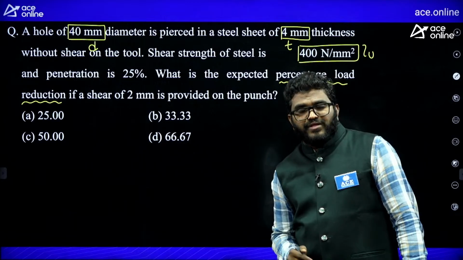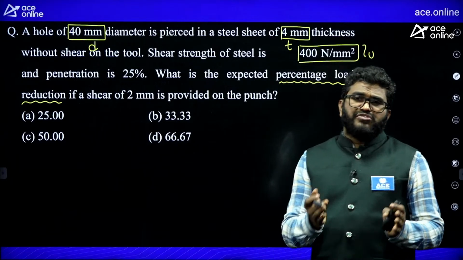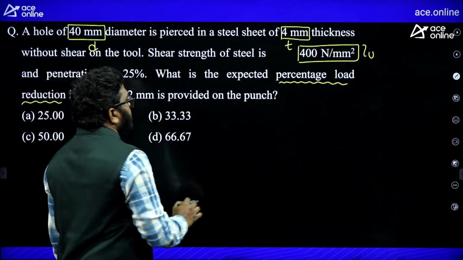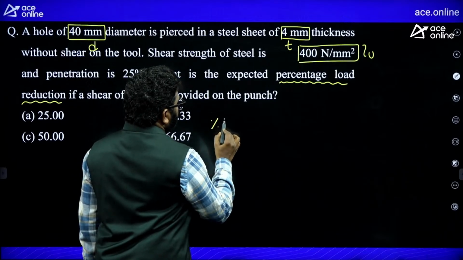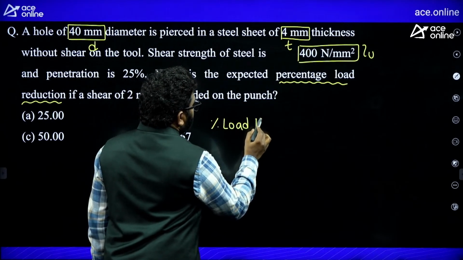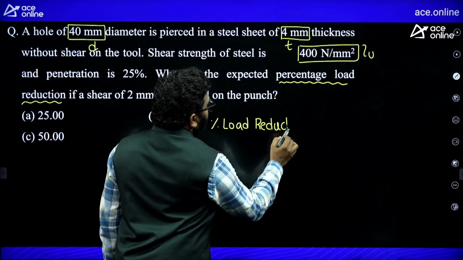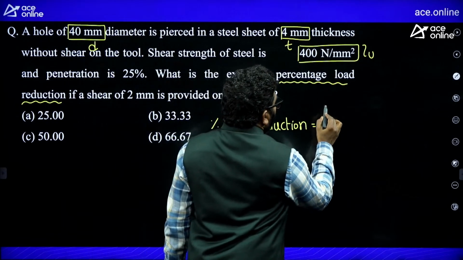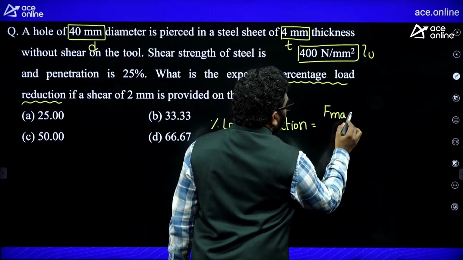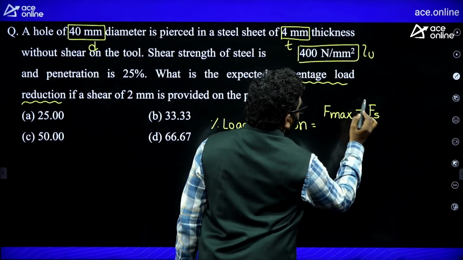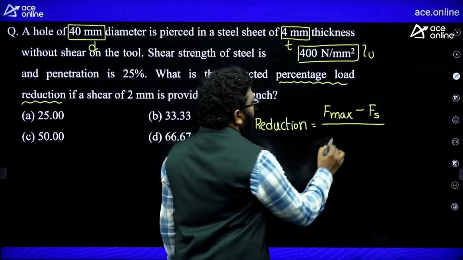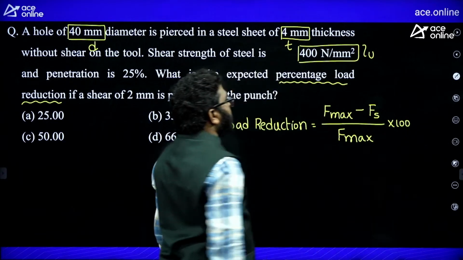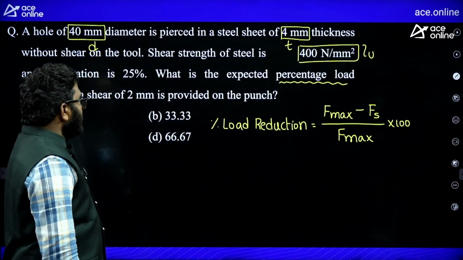So two cases in this numerical. One is without shear, second is with shear. Listen carefully. Percentage load reduction, what is the formula? F max without shear minus F s, the load by providing shear, divided by F max, into 100.